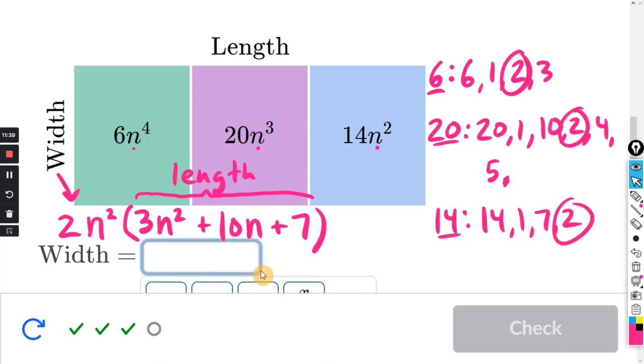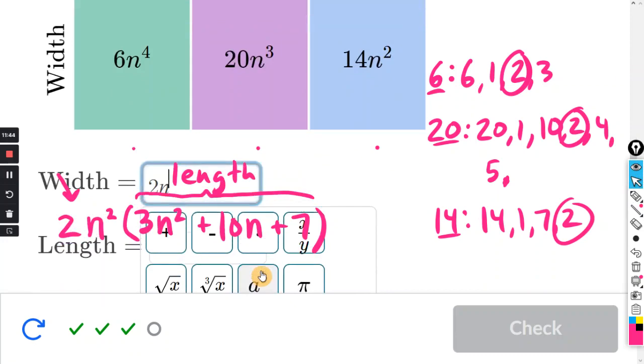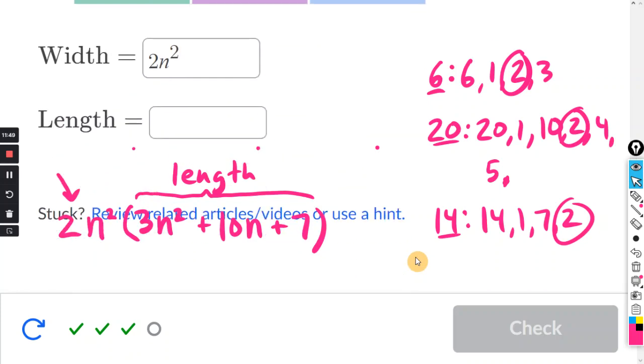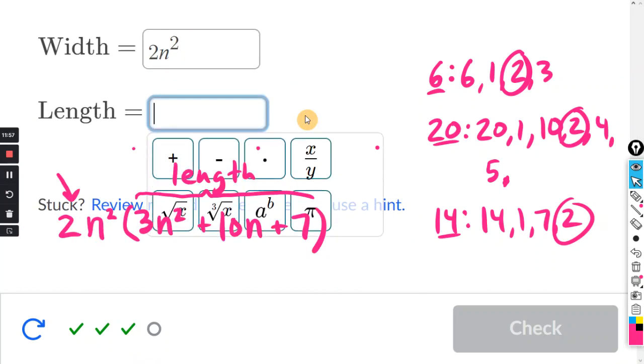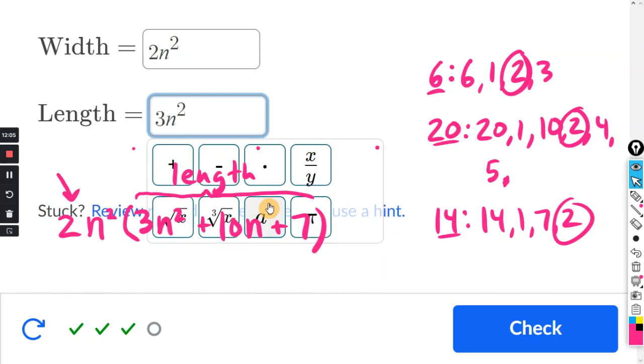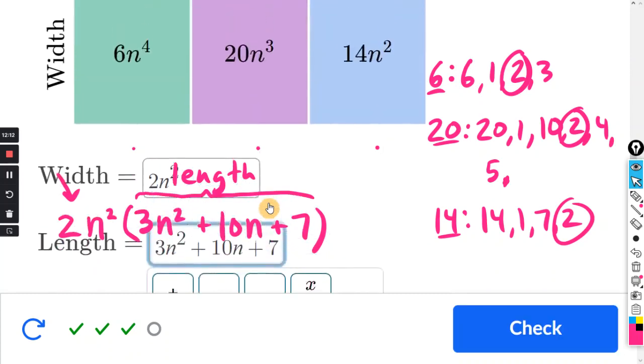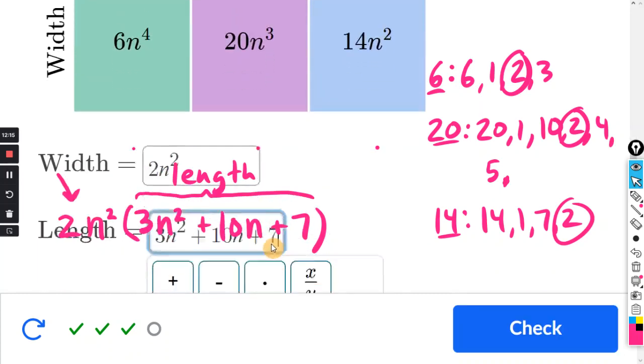All right, click in the box for the width. You type 2n and click the exponent button, squared. All right, 2n squared. All right, so this is the length. This is the width, and for the length, we're going to type, let's see if I can get this here. We're going to type 3n squared. So 3n. Click the exponent button, squared, right arrow key, plus 10n, plus 7. All right, so I typed exactly what I got there.